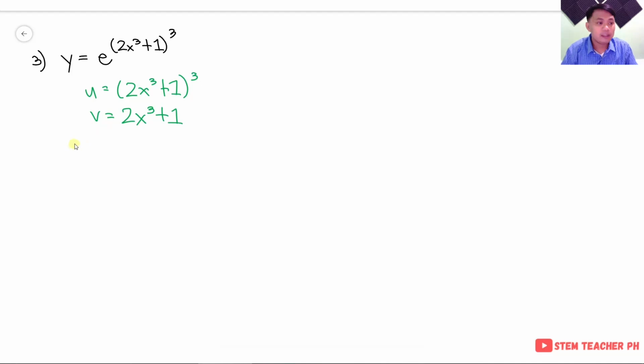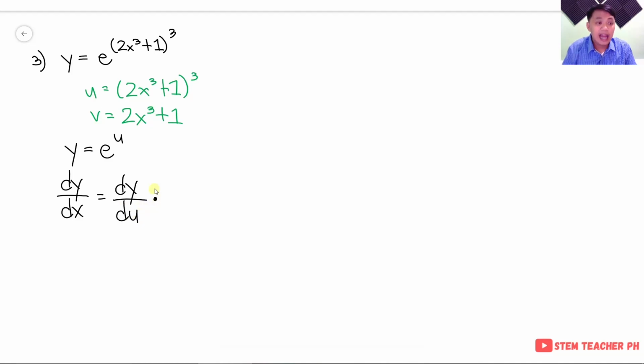Kasi if we do our substitution, yung y magiging e raised to etong buong to, we let this be equal to u. So we have e raised to u. Ngayon, gagamit na tayo ng chain rule of differentiation. So una, to get the derivative of y with respect to x, yung given na y, kuhanin muna natin yung derivative niya with respect to u. Kasi this is e raised to u. So we get the derivative with respect to u.